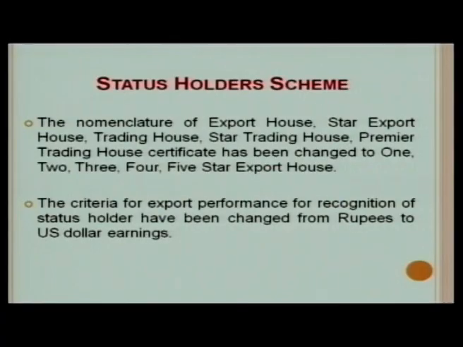The nomenclature of the export house, which existed in the earlier scheme, has been changed to 1 star, 2 star, 3 star, 4 star, 5 star export house. The criteria for export performance, which was earlier in terms of rupees crore, has now been changed from rupees to US dollar earnings.